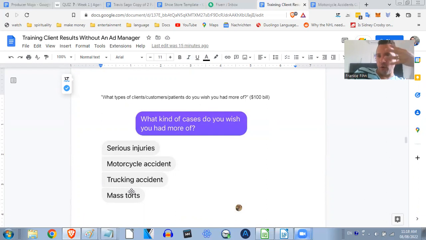So those are 4 different $100 bill outcomes you could pick right there, right? They would be willing to pay for all 4 of those, by the way. I happen to just pick the motorcycle accident one. I'll tell you the reasons in a minute why we picked this particular one.